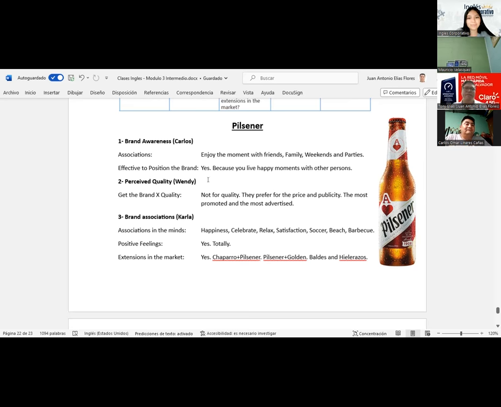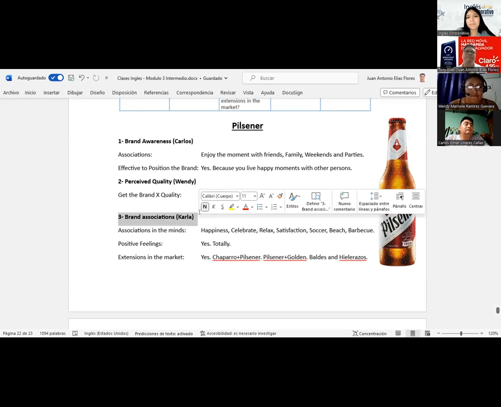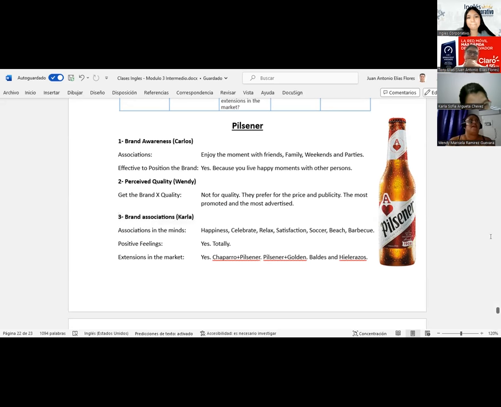Number two, perceived quality. Do they get the brand for quality? No, for quality, they prefer it for the price, and publicity, the most promoted in advertising. Number three, brand associations, the association in the mind. The product is associated with happiness, celebration, relaxing, satisfaction, soccer, beach, and barbecue.